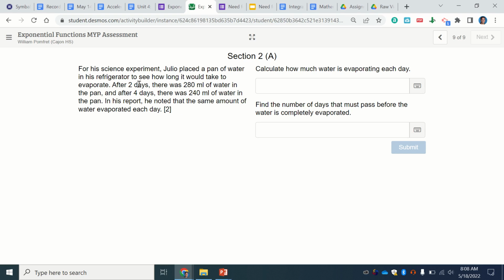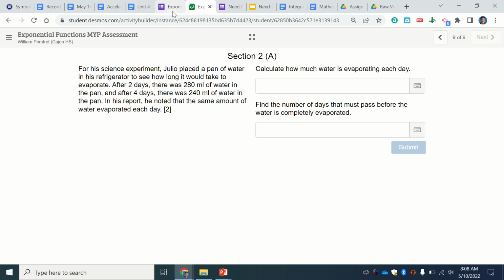Remember, you need to change this. So this is how much there was after 2 days. This is how much there were after 4 days. Make sure that you figure out how much there was after 3 days, because that's how much change there was after 1 day. And then find the number of days it'll take before the water's completely evaporated. So that's your MYP assessment.